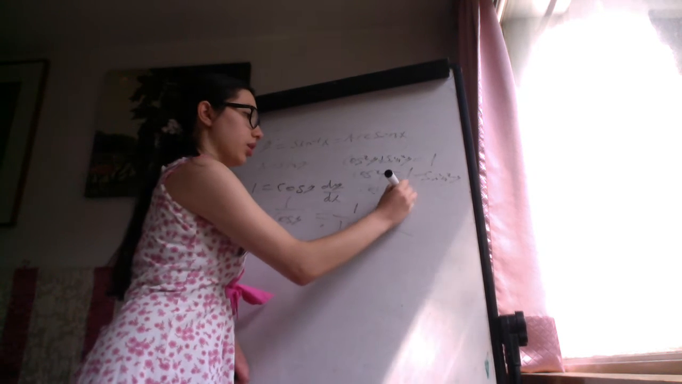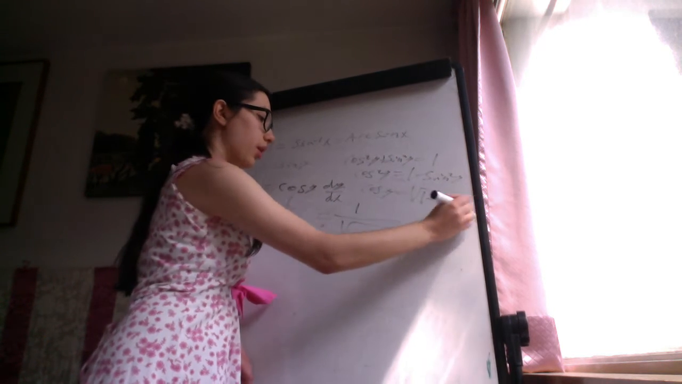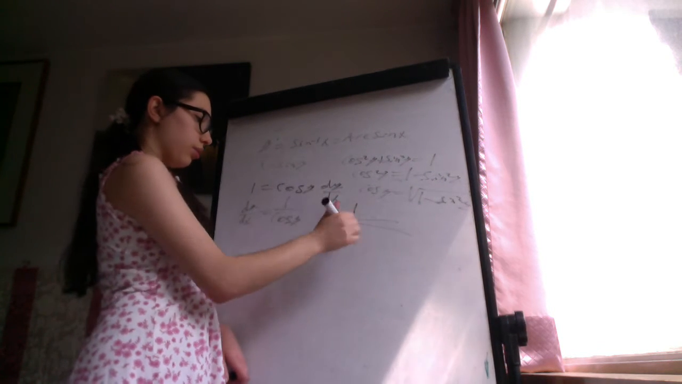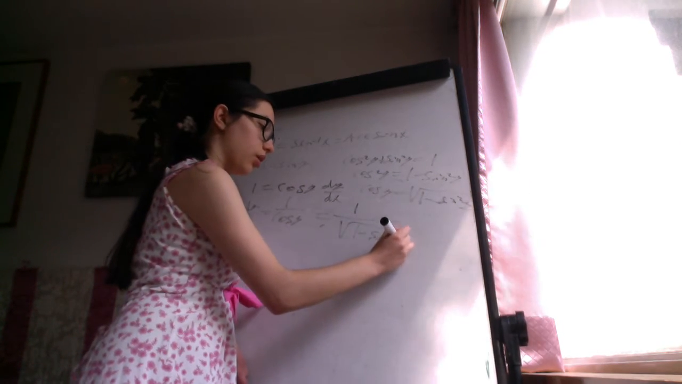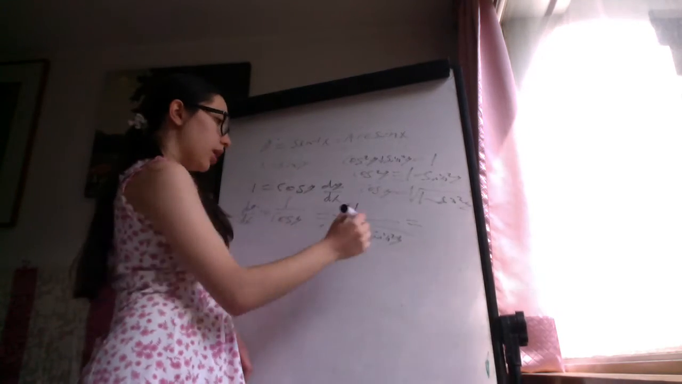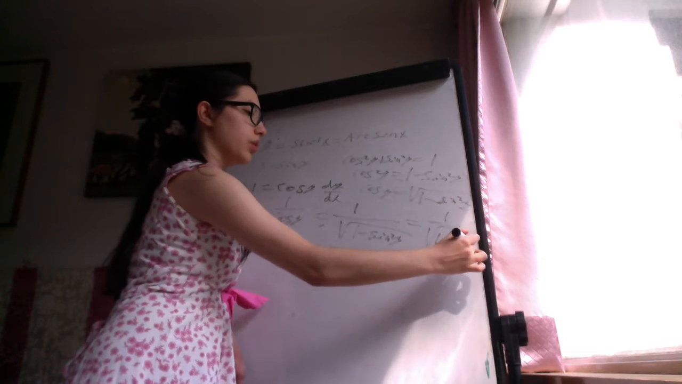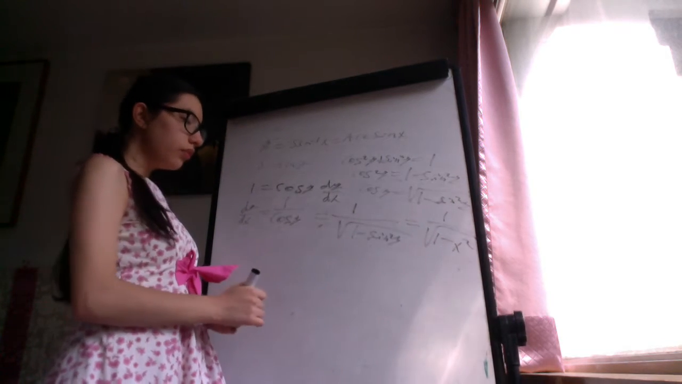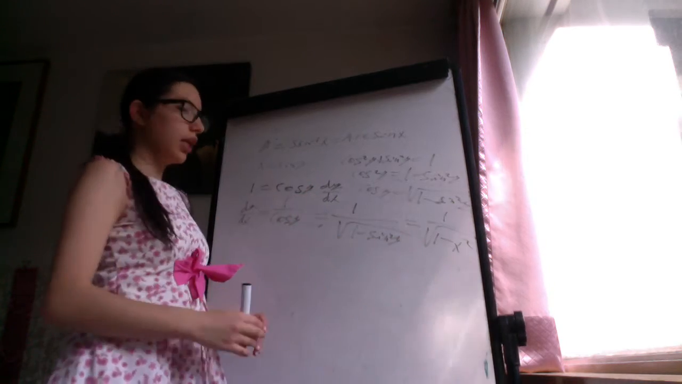Cosine of y is equal to the square root of 1 minus sine squared y. So dy/dx is equal to 1 divided by the square root of 1 minus sine squared y. But sine of y is equal to x, so dy/dx is equal to 1 over the square root of 1 minus x squared. So this is the derivative of the inverse function of sine x.